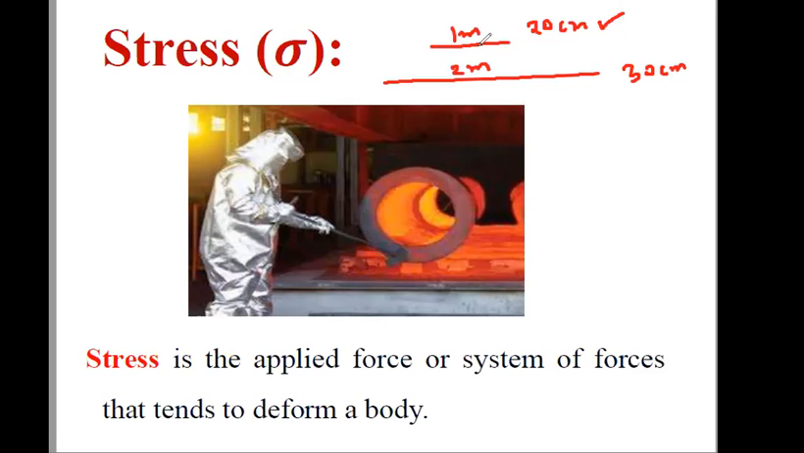Because the 1 meter rod is extended by 20 centimeter, but the 2 meter rod is extended by 30 centimeter. So if you talk about per unit meter, it is extended by 15 centimeter. Don't you think the best way is to calculate per unit length? So I'll write a better relation: stress is directly proportional to change in length per unit length, and this term is called strain.